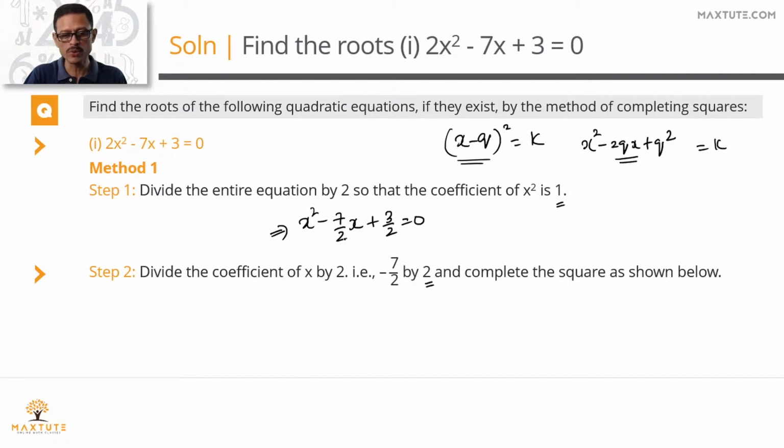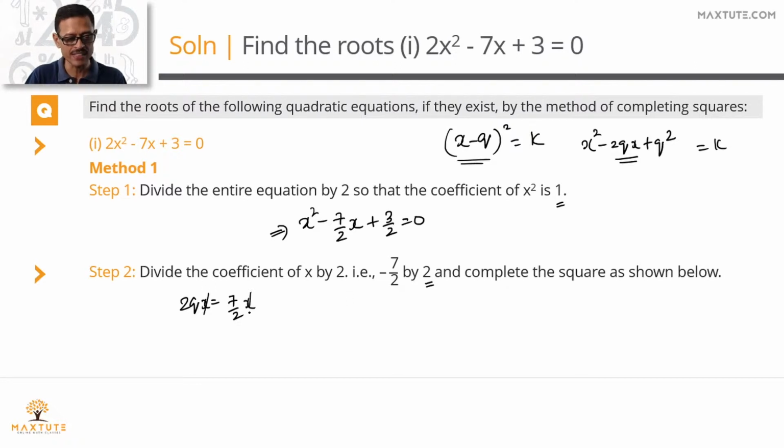So this 2qx has to be our minus 7 by 2 x. Minus 2qx is equal to minus 7 by 2 x. So 2qx is equal to 7 by 2 x. Our objective is to determine the value of q so that we can write this equation to look like (x minus q) the whole square. So let's find the value of q. That's why we are doing this. Let's check out how that happens.